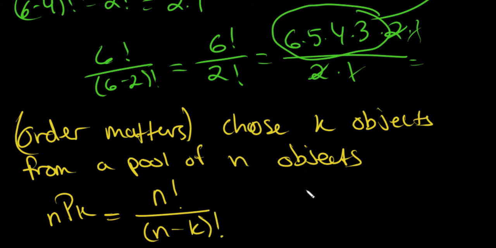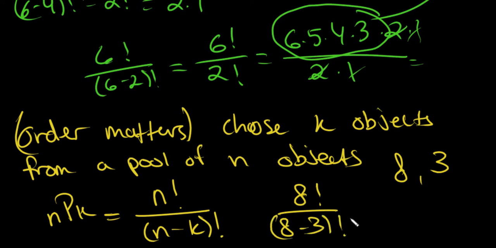So if instead you had 8 objects and you needed to fit them into 3 spaces where order matters, that's going to be 8 factorial over 8 minus 3 factorial. This is 5, so this is 5 factorial. This is going to give you 8 times 7 times 6, and the 5, 4, 3, 2, and 1 is going to cancel. Okay, so that was when order mattered.